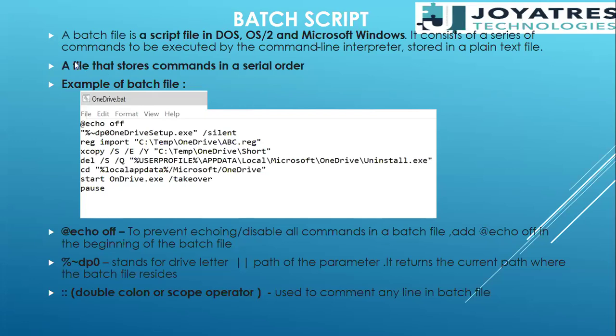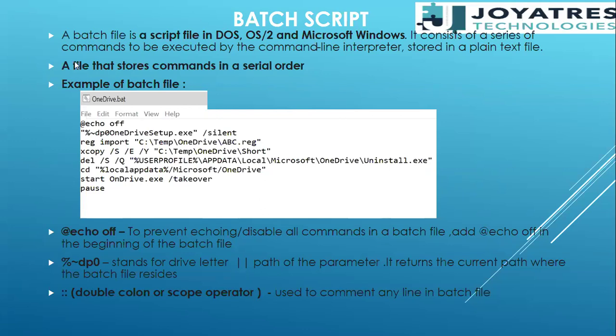Yes, C temp, it can be a network path. Okay. Just that in that case you have to give DP0, and you have to specify that reg file name. So DP0 will go in front of, like, C temp OneDrive, the full path, if you have kept that reg file in your network path, and then backslash abc dot reg. Yes, whatever reg file name you have given.